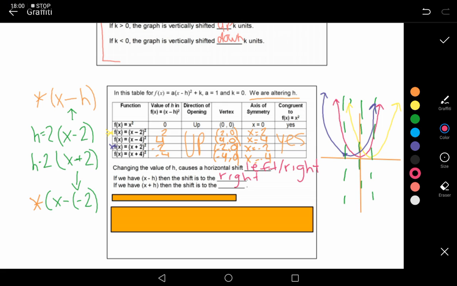If in our equation it shows up as x plus h, our shift is actually going to be to the left. And again, that's because that's actually a negative h value. So this can be represented by that purple graph there. Okay, I'm going to pause the video here. So this will be a 2-part lesson.